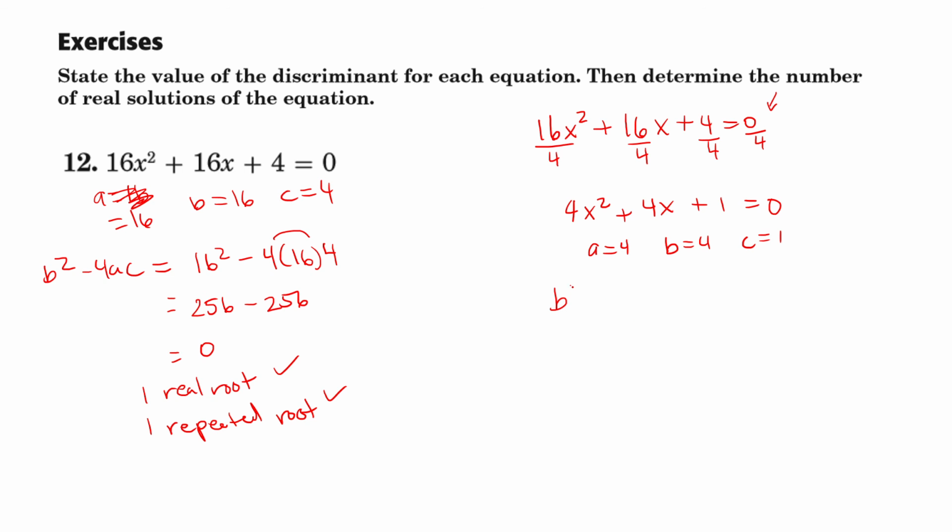Let's take a look at the discriminant. It's going to be 4 squared minus 4 times 4 times 1, which is going to be 16 from this guy. And 1 times anything is itself. 4 times 4 would be 16. Now the trick here is that you can get this done a little bit quicker because the numbers are smaller. And all I did was I noticed that 16, 16, and 4 share a common factor.